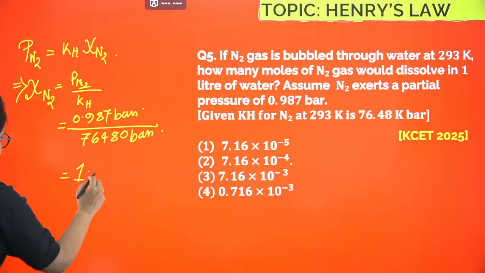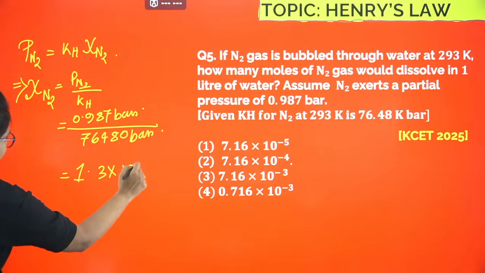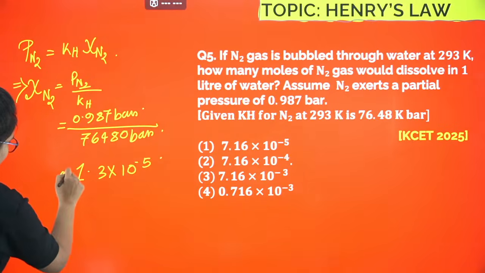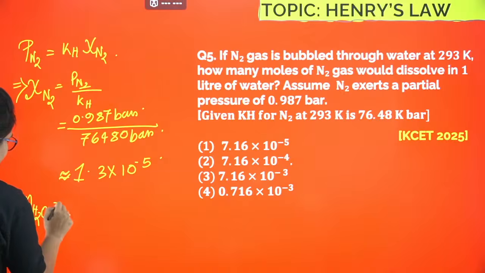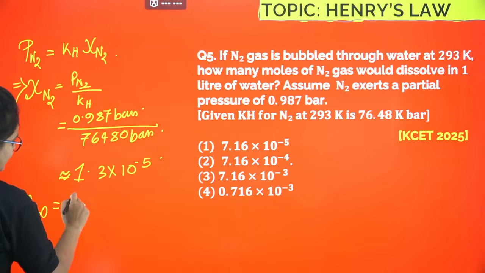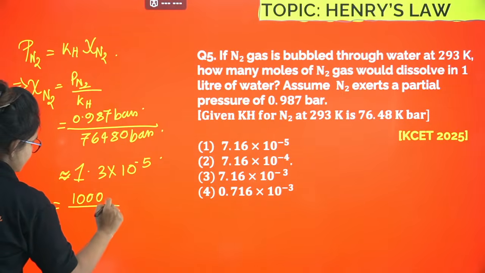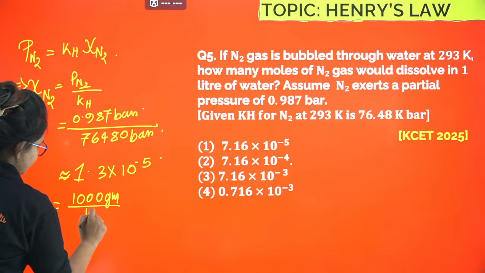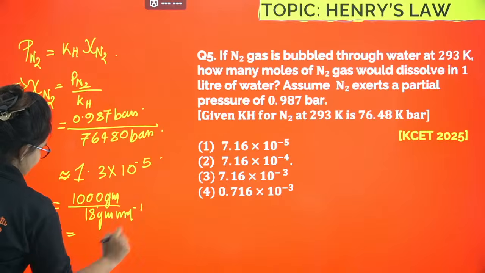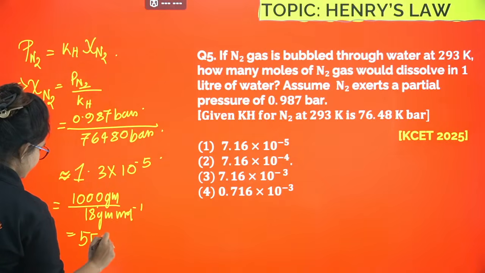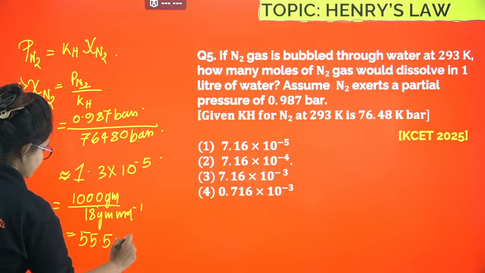Yes, 1.3 into 10 power minus 5. It will come almost like that. Okay, let's proceed. Now number of moles of H2O if I calculate, then definitely 1 liter they have given. 1 liter means 1000 gram divided by 18 gram. 18 is the molecular weight. Right, from here I will get 55.5 mole.